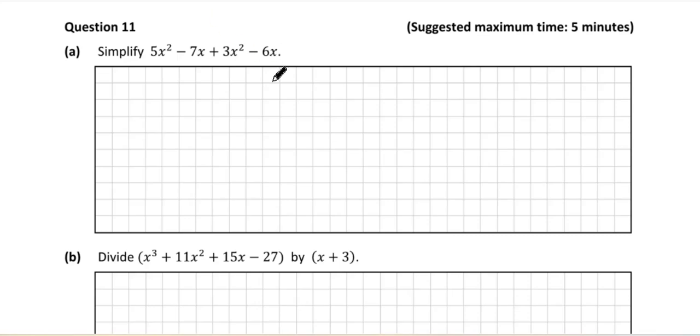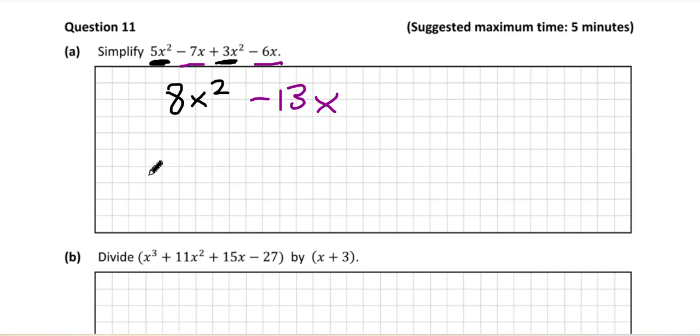The 2025 paper. First thing, simplify. This is just adding. It's stocktaking. I have 5 of them, and then I have another 3 of them. How many do I have? 8 of them. I owe one of my friends 7, and I owe my other friend 6 of them. I owe them 13. And that's your first one.